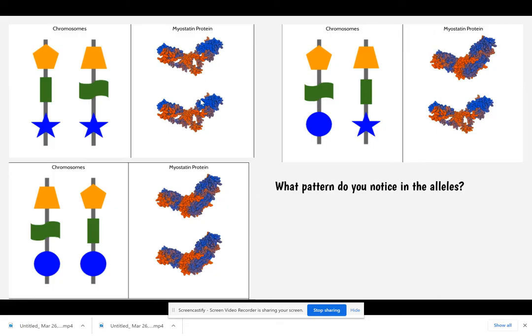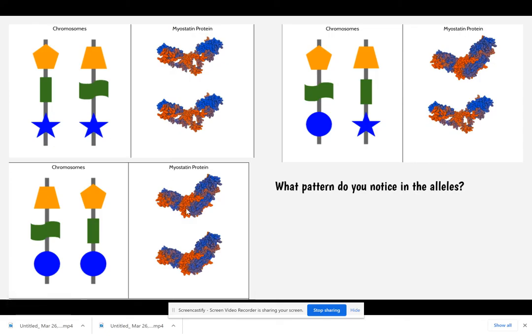So if we remember that two partially formed myostatin proteins means a heavily muscled phenotype, then my guess is these star alleles, if there are two star alleles, that will give us the heavily muscled phenotype. So I'm thinking the star symbol allele is for heavily muscled.